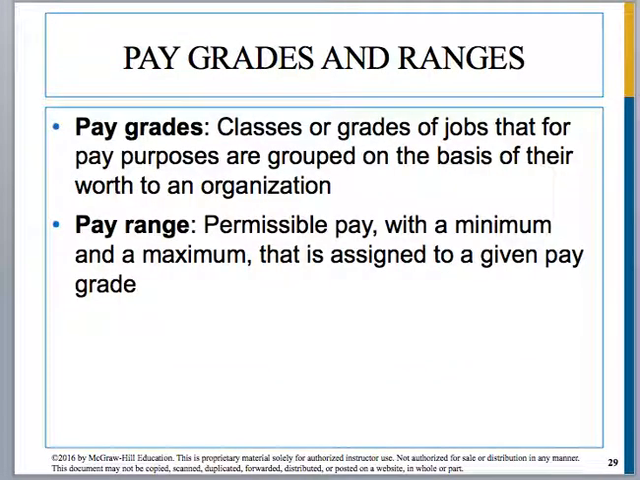Then our pay grades and our ranges. The grades are classes of jobs that, for pay purposes, are grouped on the basis of their worth to an organization. And then our range is how much that we permit a person to be paid with a minimum and a maximum. And it's assigned to a given pay grade. So during the pay grade of whatever level you're in the company, you'll then have a minimum and maximum wage that you will be permitted to provide as a raise to that individual, or the minimum and maximum range in which that person can come into a particular job.